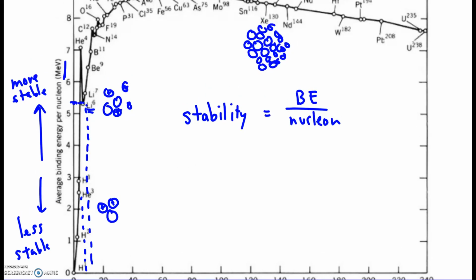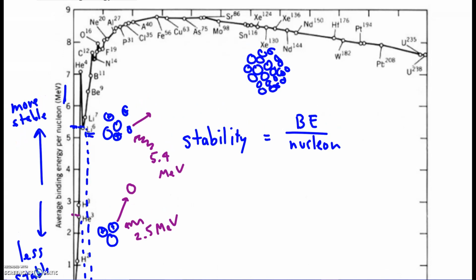If you want a visual picture, here's the picture. If you want to knock free a single nucleon, the helium-3 only takes 2.5 mega electron volts. If you want to knock free one of those nucleons, how much energy do you need? You need about 5.4 mega electron volts.